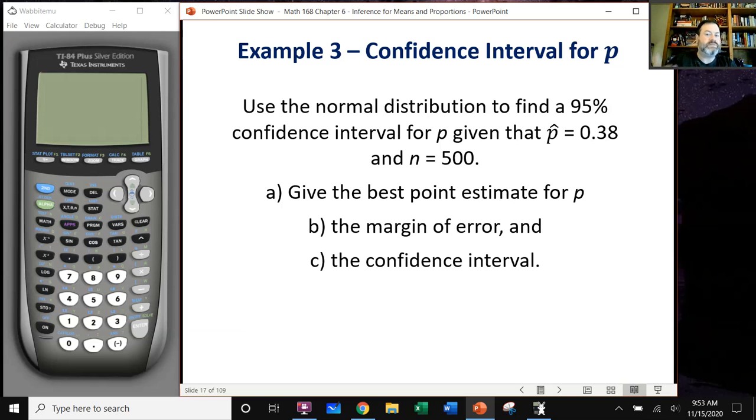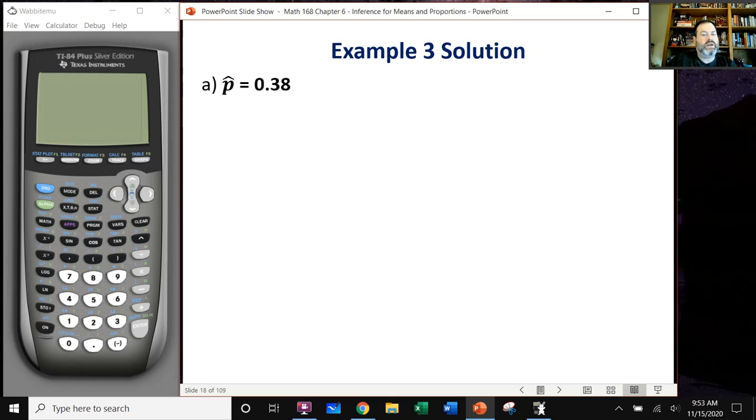So either best estimate, point estimate, or best point estimate, they all mean the same thing. Our best point estimate is, of course, p hat. So we're trying to find p. We don't know p, but we have a good guess where it is. That good guess is called p hat.